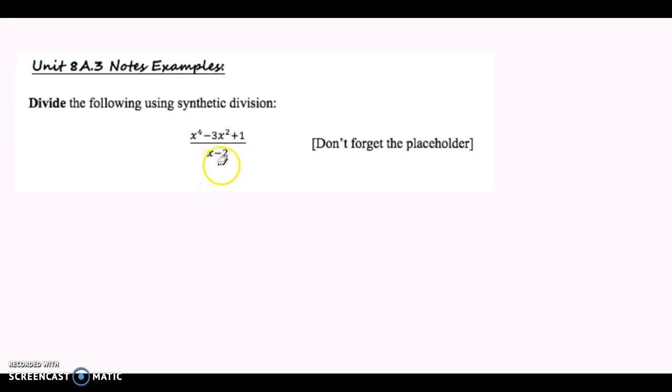The denominator is x minus 2, and notice it's x minus 2 to the first. Now, what we're going to do is... I don't know why the eraser is there. This is weird. Whatever. We're going to go ahead and do synthetic division on this.